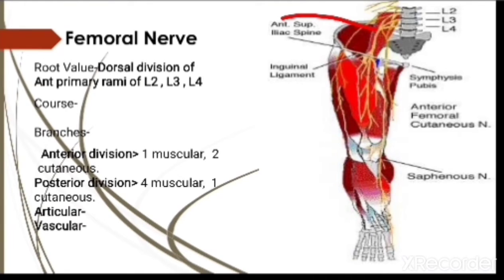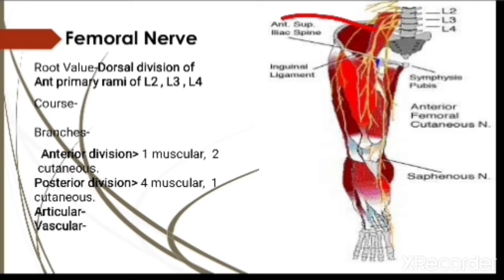On its anterior surface, this femoral nerve runs downwards and enters into the femoral triangle beneath the inguinal ligament, and from here it divides into two divisions. In the femoral triangle, the femoral nerve divides into two divisions because of the lateral circumflex femoral artery. The anterior division provides one muscular and two cutaneous branches, and the posterior division provides 4 muscular and 1 cutaneous branch. Other than these, this nerve also provides articular and vascular branches.